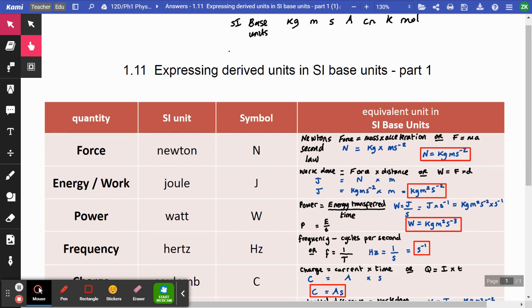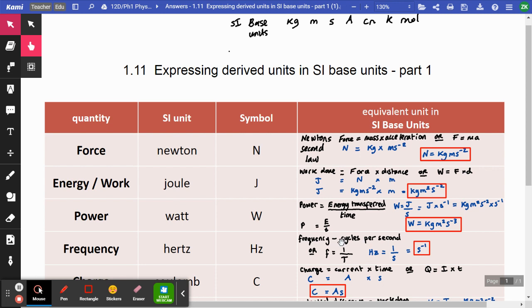Now, next we've got work done. So we know that energy or work is measured in joules. Symbol for joules is capital J. We know that work done is equal to force times distance. So work done, joules is a unit, force we know newtons is a unit, and distance we know meters is a unit.